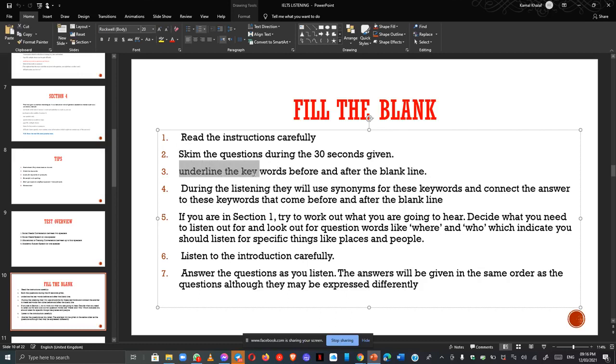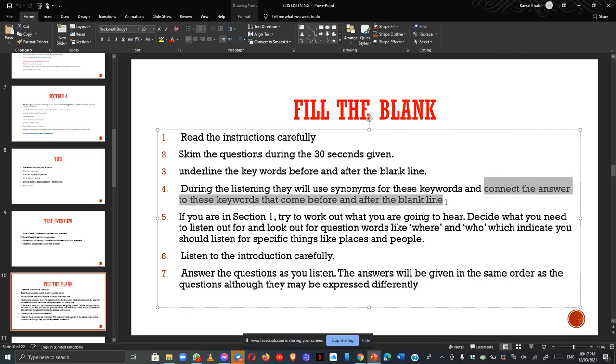Then underline the keywords before and after the blank line, and think of the mentality of the examiners, how they will express the same meaning differently, using different words, how it may be paraphrased. During the listening, they will use synonyms for these keywords and connect the answer to these keywords that come before and after the blank line.